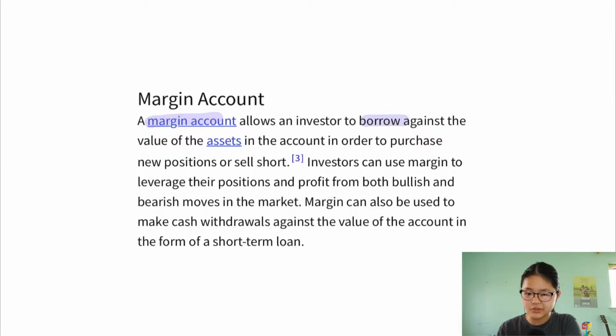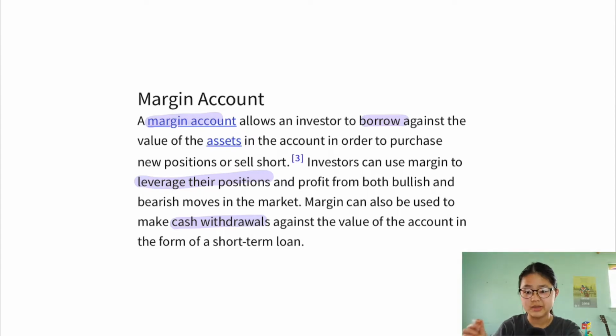And what does this do? This leverages your positions. I'll give you an example in a second. And one other note is that you can actually make cash withdrawals against your margin. So if you have $1,000 of available margin, you could take out like, I don't know, $500 to pay the bills or something, and then pay back next month with interest.